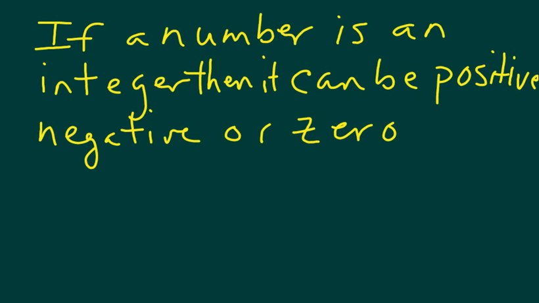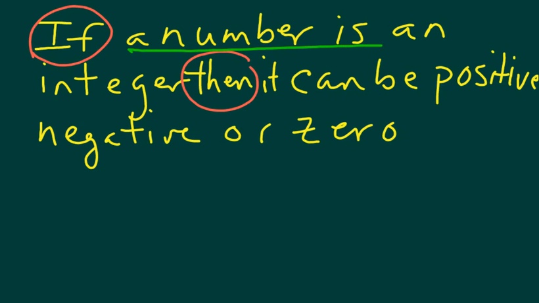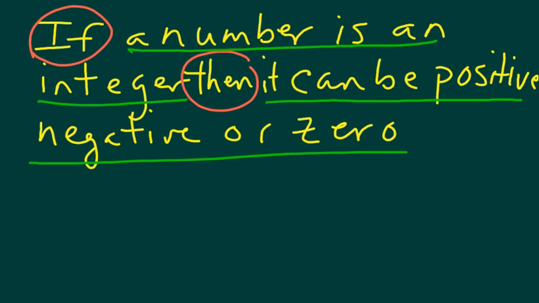Okay, here is an if-then statement. How do I know it's an if-then statement? Because it says if-then. Which part is the hypothesis? This part, the part after the if. Which part is the conclusion? This part, the part after the then. Two parts: hypothesis, conclusion, if, then. Now, the question is, is this true? Some if-then statements are true, some are false.